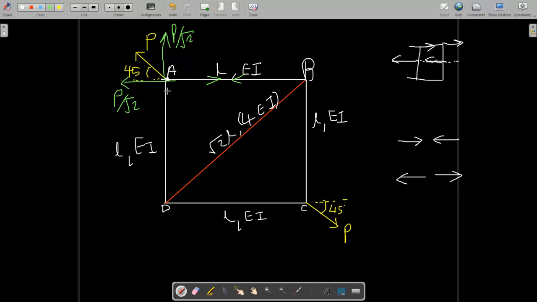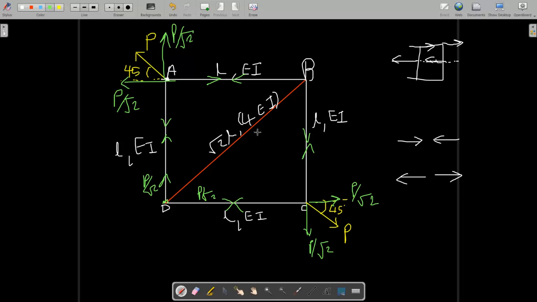Again for the AD member, the same load in the opposite direction, and here you can also take the components of P: P by root 2 horizontally, because P cos 45, and in the vertical direction P sin 45 is P by root 2, because sine 45 and cos 45 have the same value, 1 upon root 2. So this member is also in tensile force. Now the force acting here is P by root 2 and here P by root 2, the same magnitude.